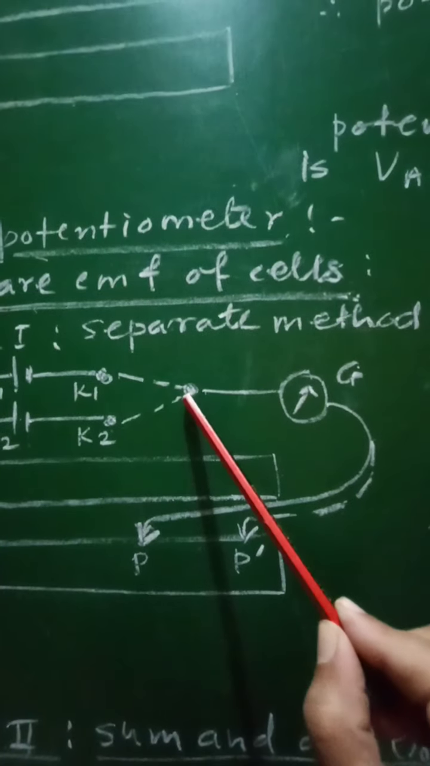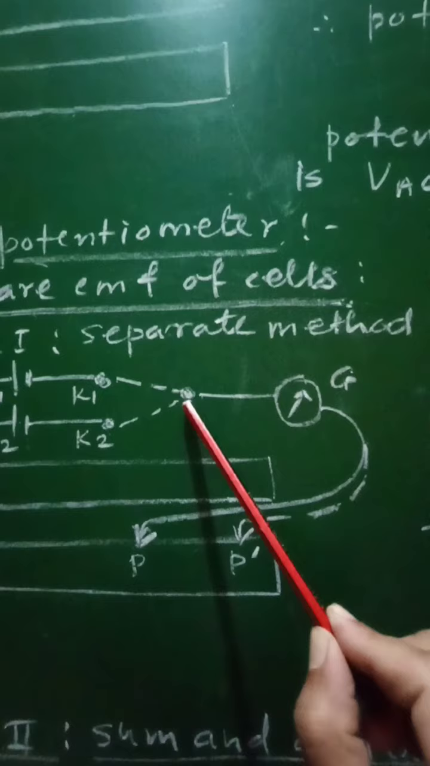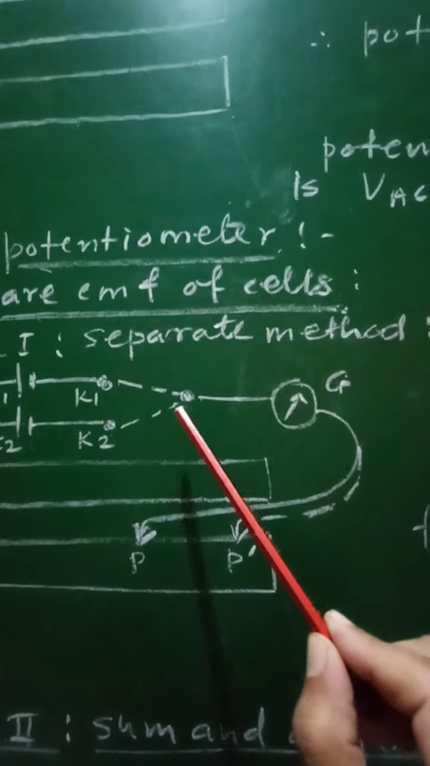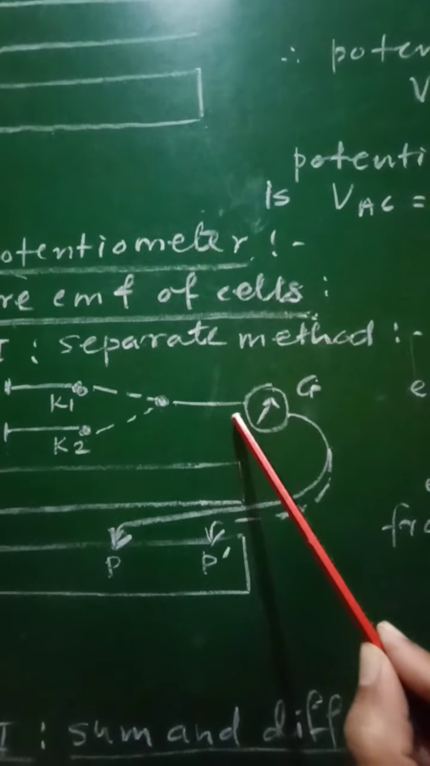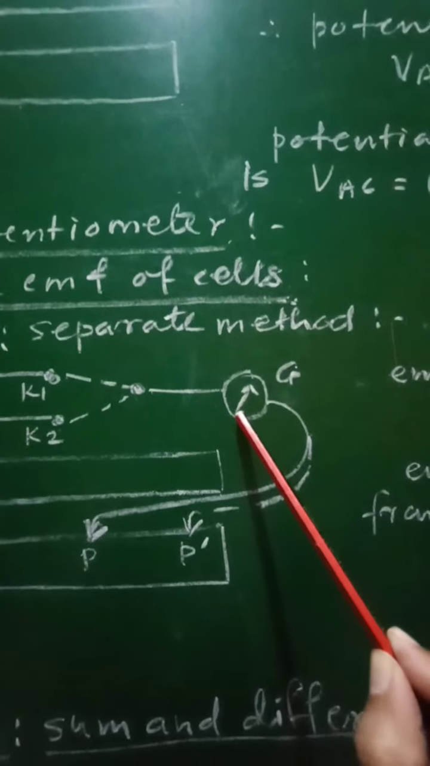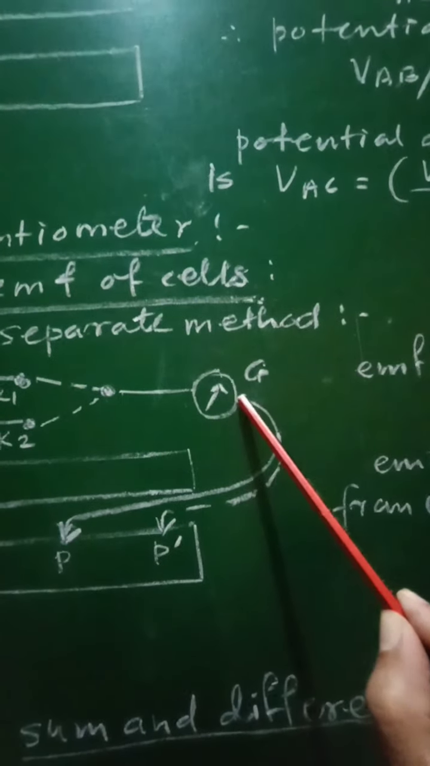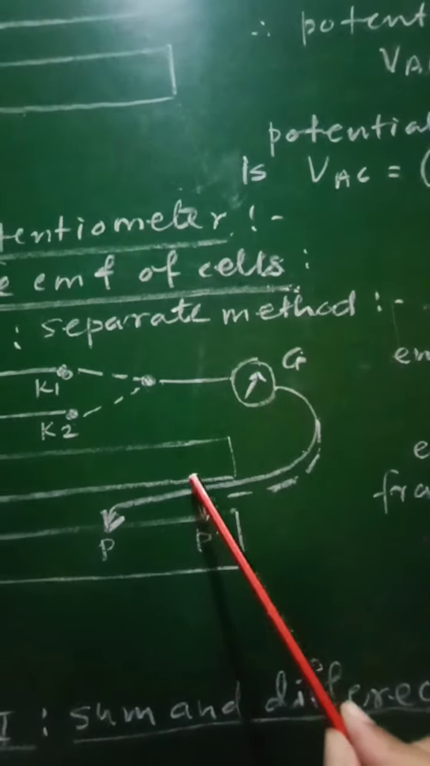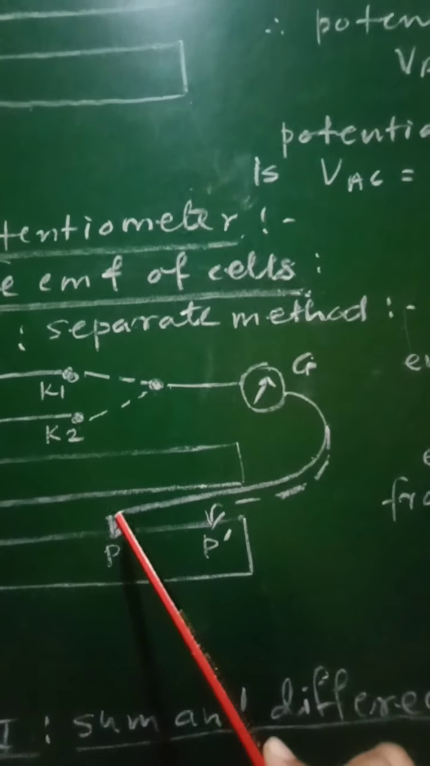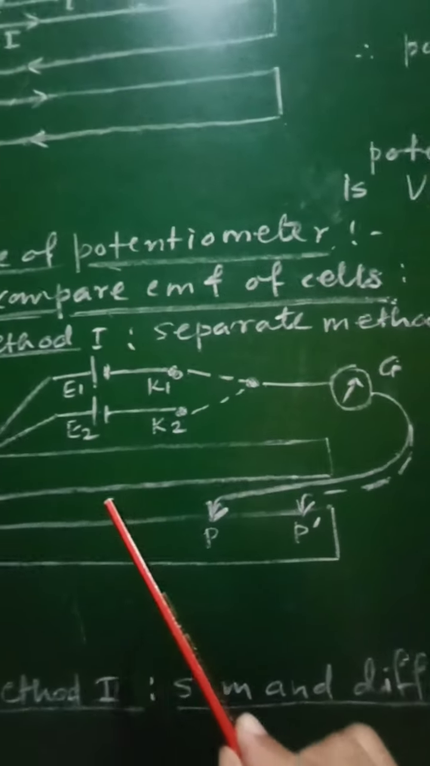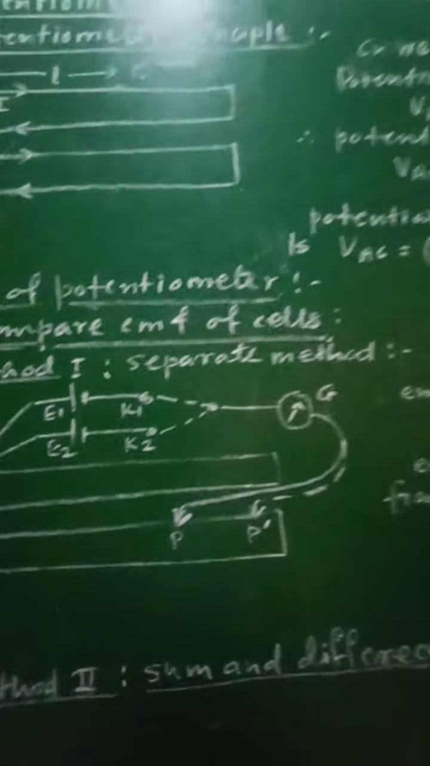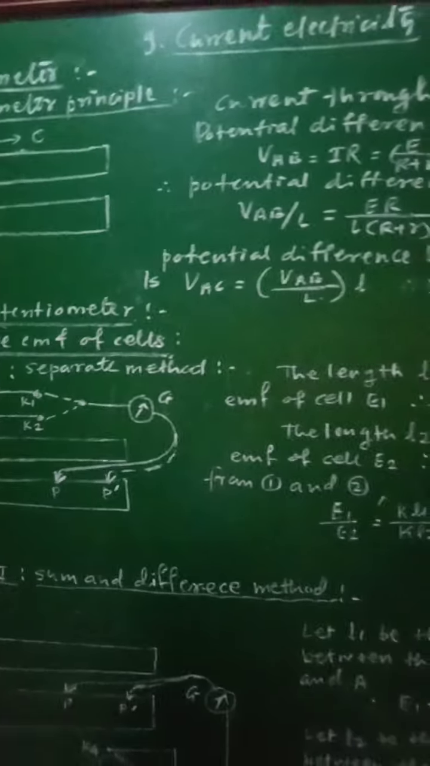Then the central terminal of this two-way key will be connected to one of the terminals of the galvanometer. Then the other terminal of the galvanometer will be connected to the jockey, which can be touched along the length of this potentiometer wire. Now let us see working of it.